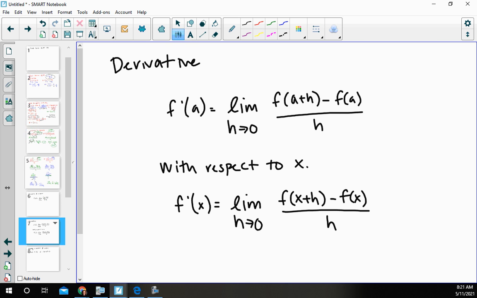Or if we're just doing a general derivative equation where we're trying to find x, we're just going to have that general x sitting in there. So similar equations, one just at a specific point. The other one is our general derivative for x. Notice all of them have h approaching 0.